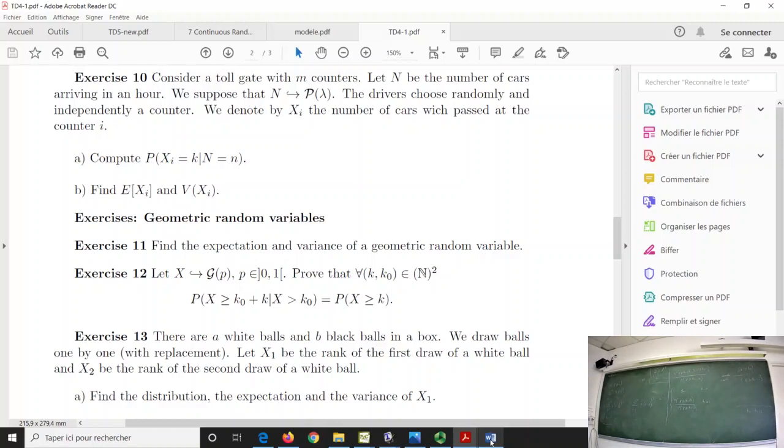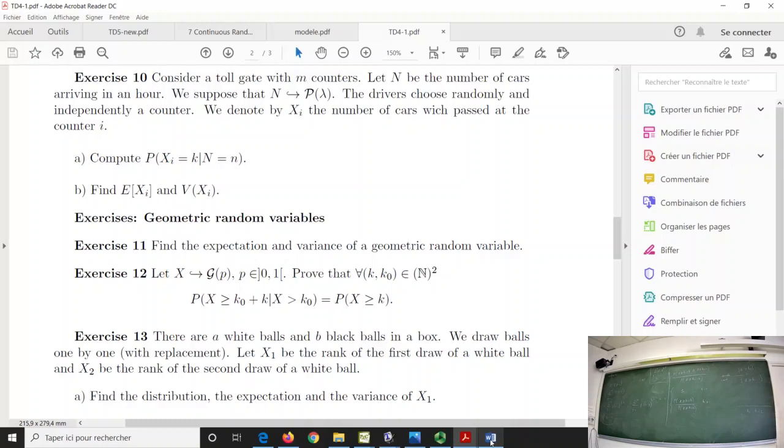So be careful when you change the index, because here I have replaced it, but forgotten the minus 1 here. And if you forget this one, it will change the value. And then I take into account what I know. I know that this sum is 1, because I have something from the definition of a geometric. The sum of all these terms is equal to 1.